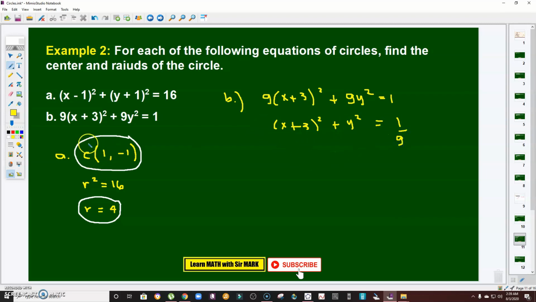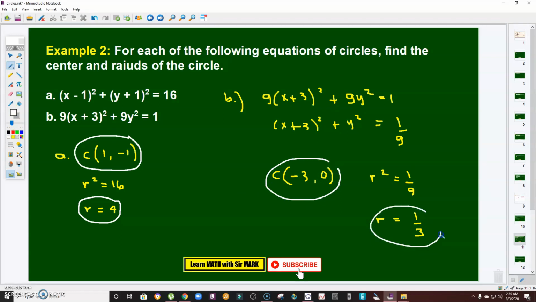Like what we did in the previous examples. So to get the center, all we have to do is to reverse the sign. This will become -3. So y squared means (y plus minus 0) to be squared, right? So therefore, the ordinate of the center is 0. Okay? And then for the radius, since r squared is equal to 1 over 9, clearly, getting the square root, the radius will become 1/3. Clear? Okay, I hope nasusundan yung mga examples natin.